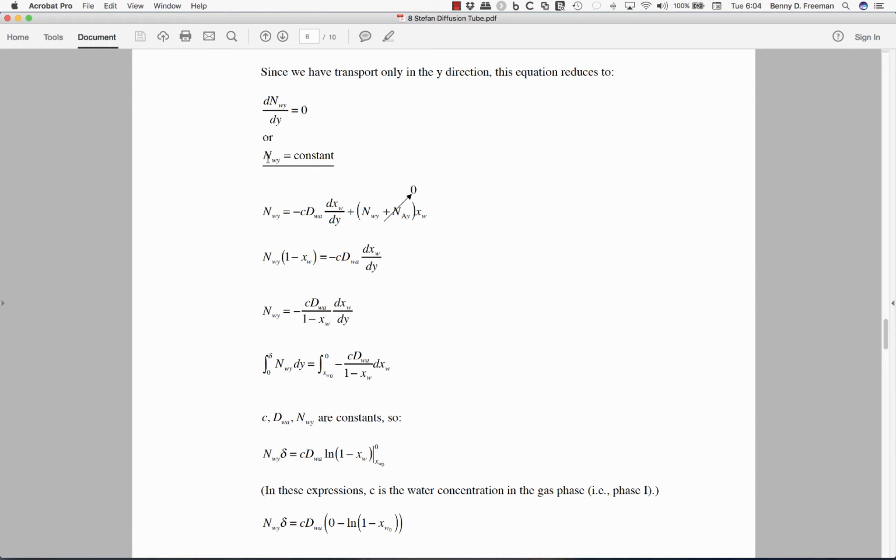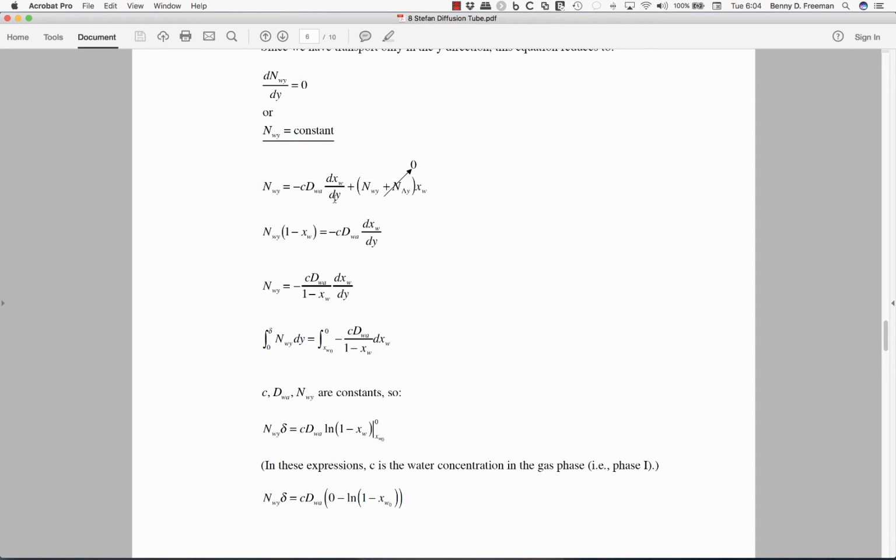We then, for our flux model, insert Fick's law and the appropriate convective or frame of reference contribution.